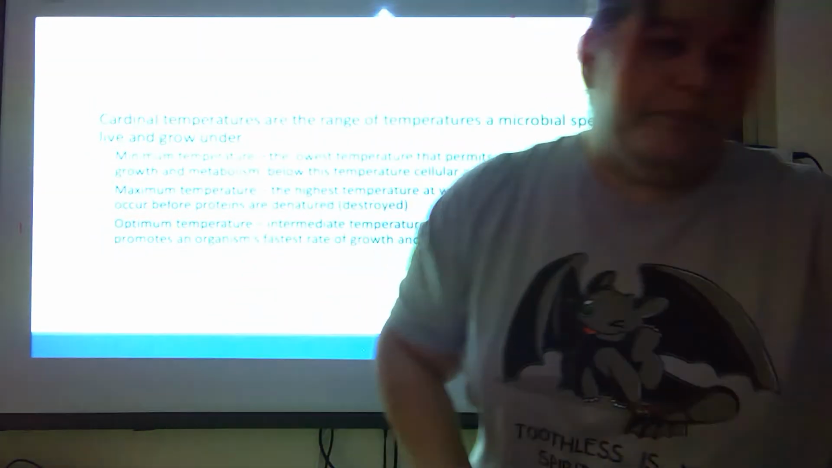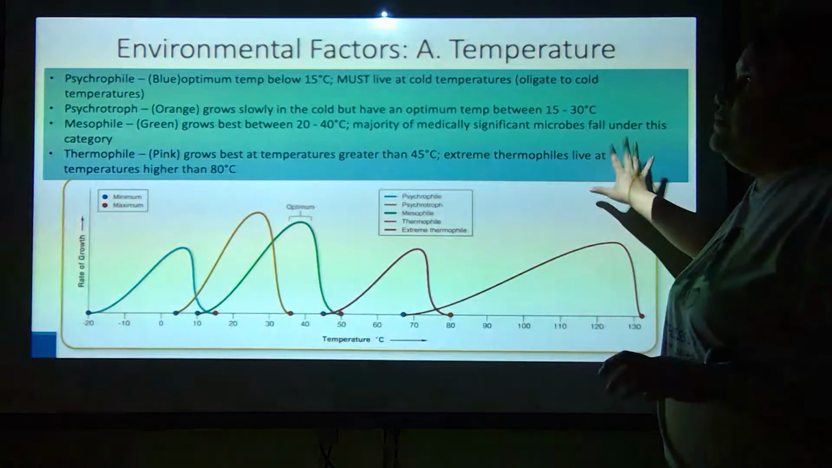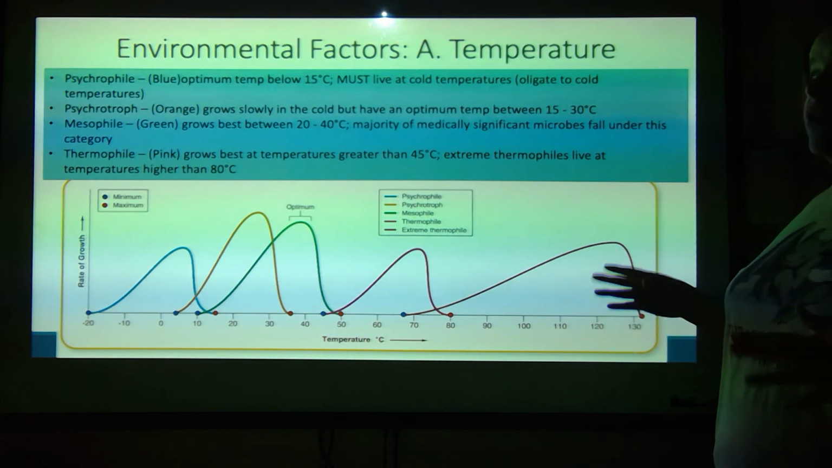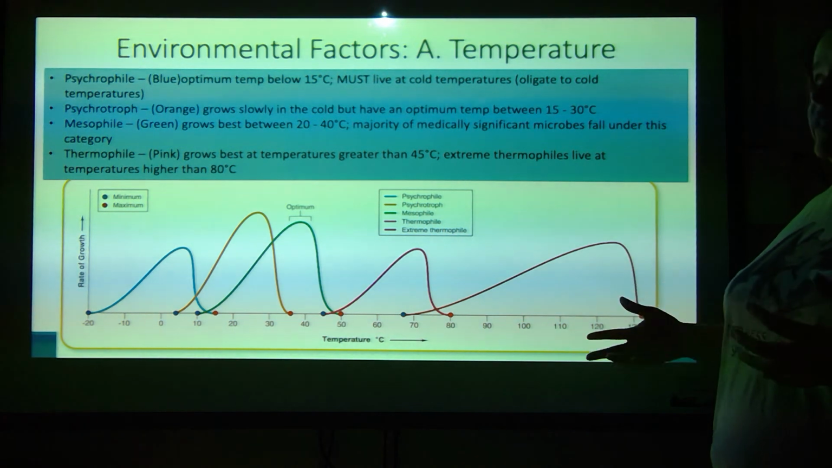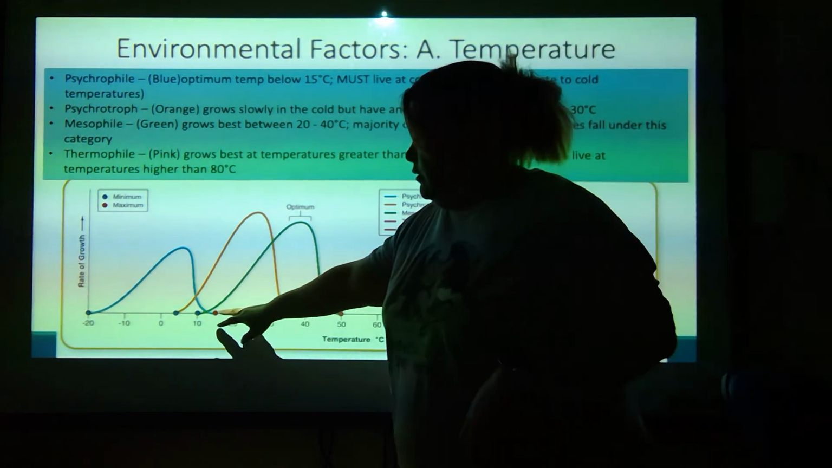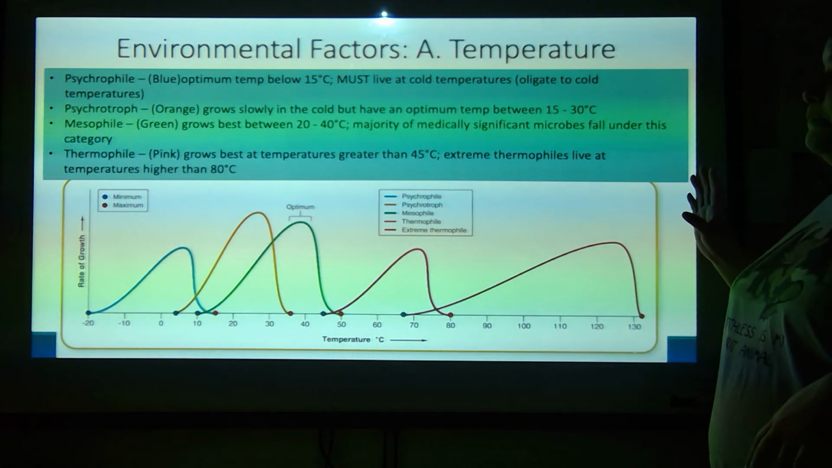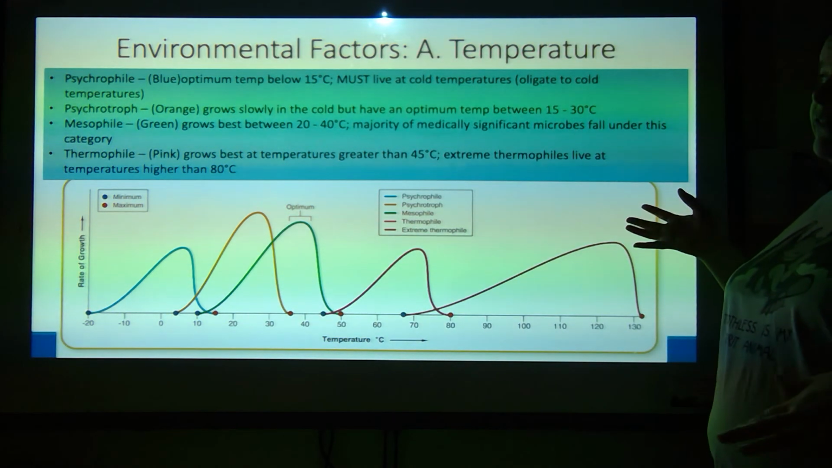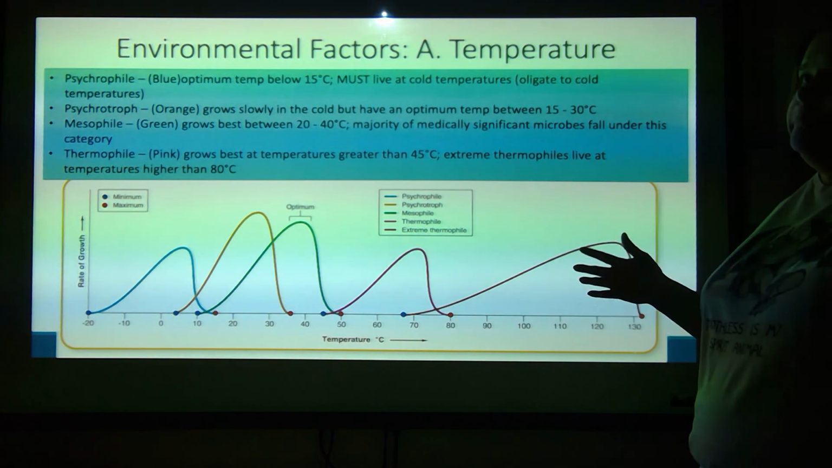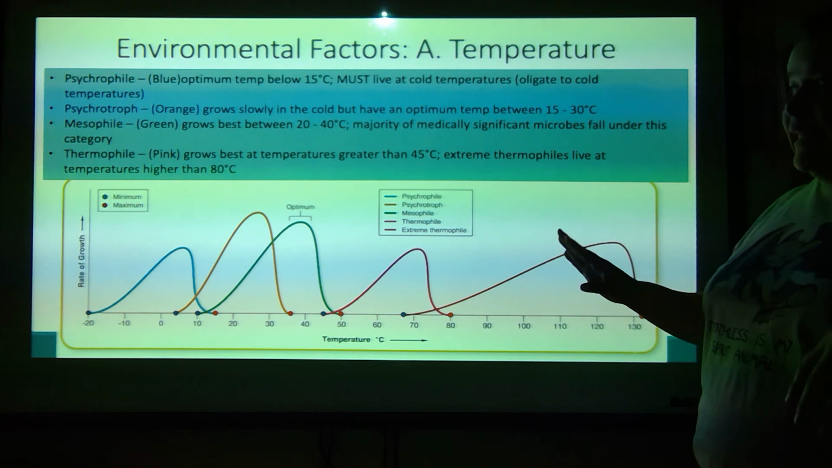Pause for a sec. All right, so here are examples of temperature ranges for specific types of bacteria. So psychrophiles, the blue line here, okay? They like it between negative 20 and 15 degrees. They like it cold. Remember I talked about the bacteria you find in icebergs? They like it cold.